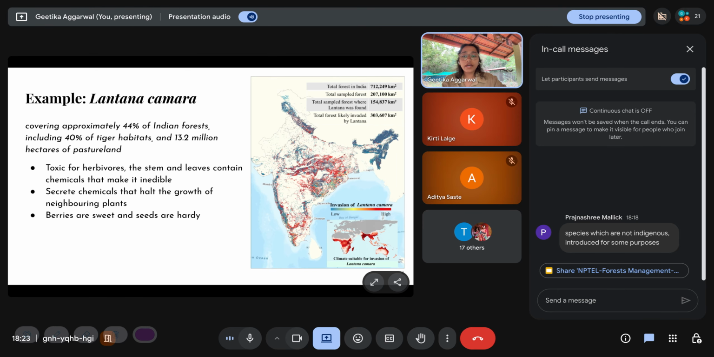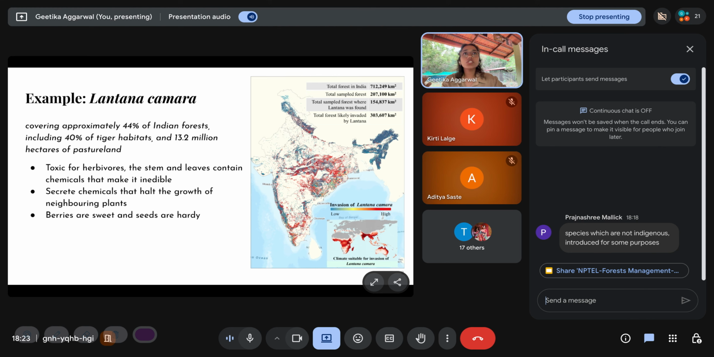And another important fact is that the berries of this plant... So why was lantana brought to India? It is because it has pretty flowers. They wanted to have lantana in their gardens in India. Also, the berries of this plant are very sweet, so it attracts a lot of birds, a lot of frugivores, and the seeds are hardy.